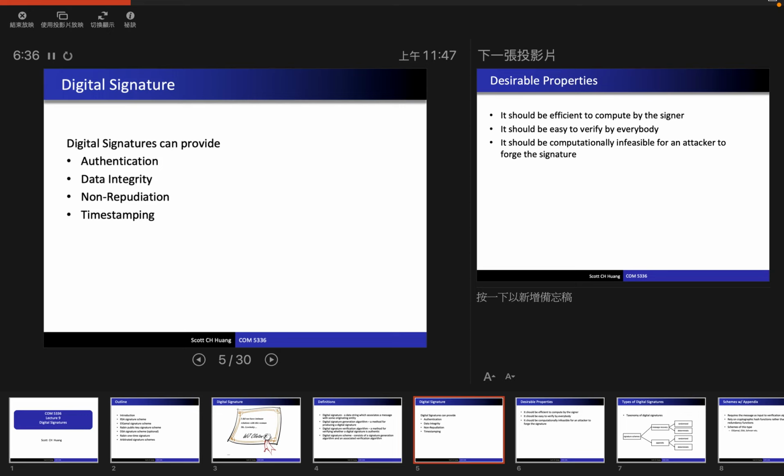In some sense, with symmetric cryptography you can achieve many other things as well. Timestamping is okay, but not non-repudiation, because they all involve both parties. Non-repudiation means you have to have only one of them that knows the private key in order to achieve it. So this can only be achieved by asymmetric cryptography. This is beyond the scope of symmetric cryptography.